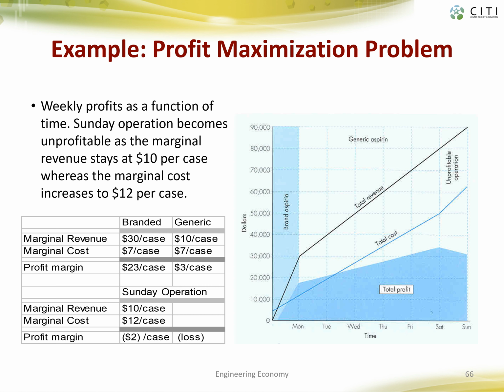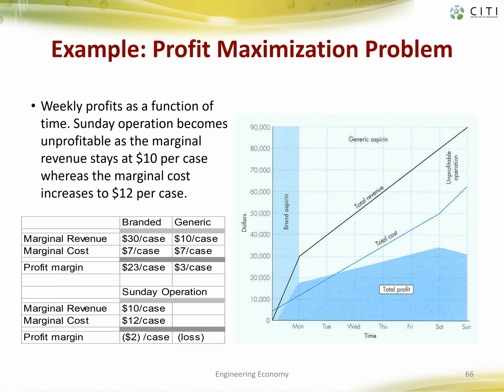And here there is an example of profit maximization. Basically, here we have a generic drug. If we make it over the course of a week, during the weekdays, including Saturday, for every case that we make, the marginal revenue will be 10. The marginal cost will be 7 per case. So we have a marginal profit of $3 per case.